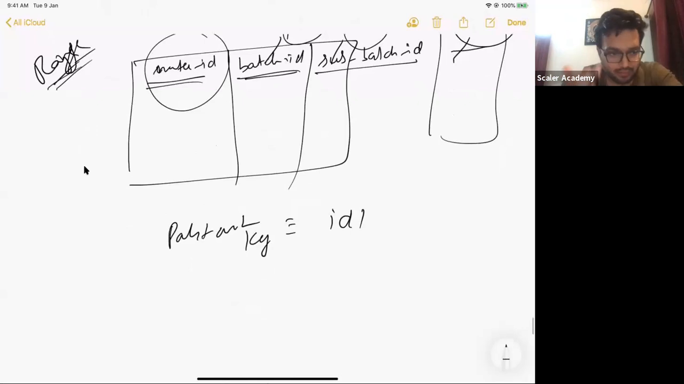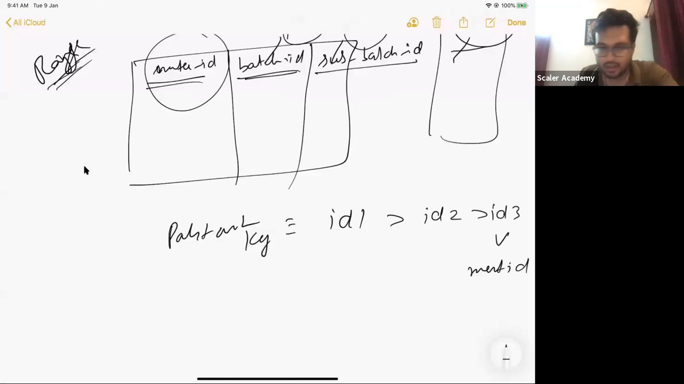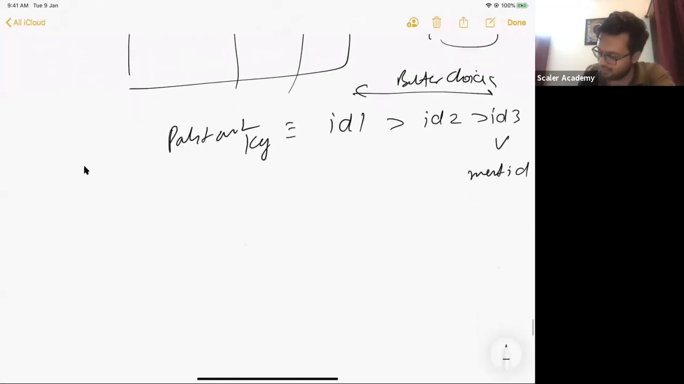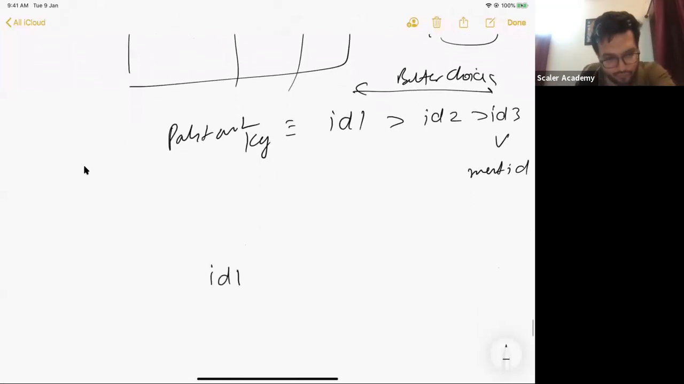But let me tell you one thing more. Partition IDs, you can create an ID yourself, right? All of you agree that ID1 is a better choice than ID2, which is a better choice than ID3. Does that make sense? And all of these are better choices than Menti IDs for these kinds of queries, right? So I am writing in order of better choices. Now, would an ID like ID1 underscore ID2 underscore ID3 still be a better choice than that?